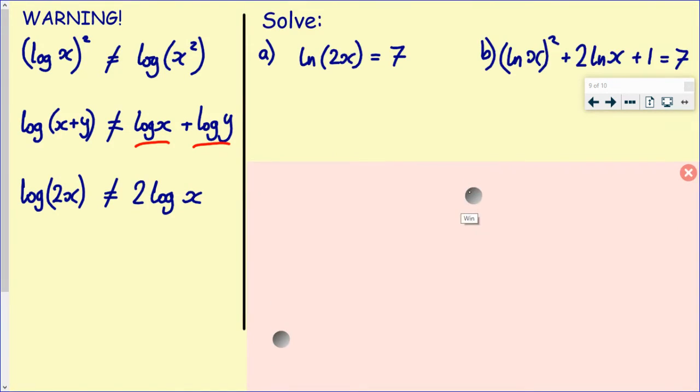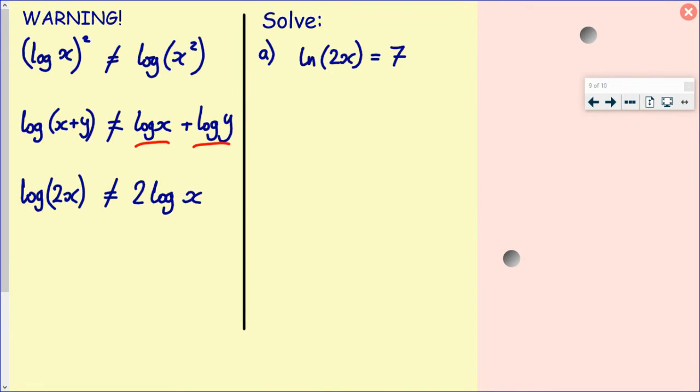So if we have something like this, we have to solve it in a different way. We can't just move the 2. We have to get rid of the logarithm first. Let's use inverse functions here. So raise e to both sides. So we're going to have e to the ln of 2x equals e to the 7.